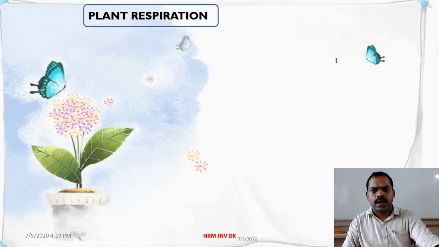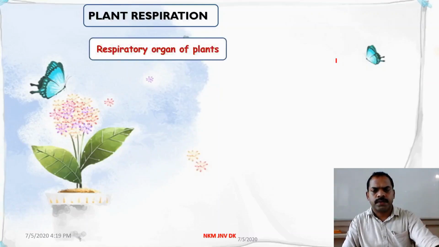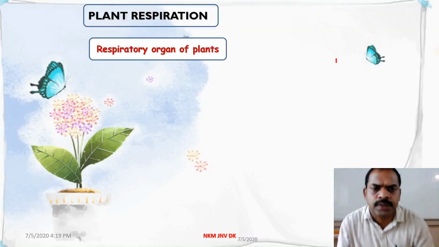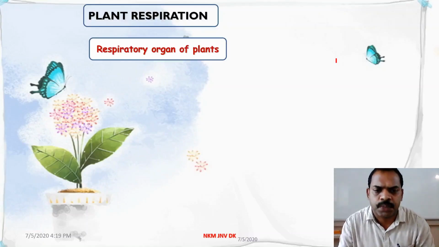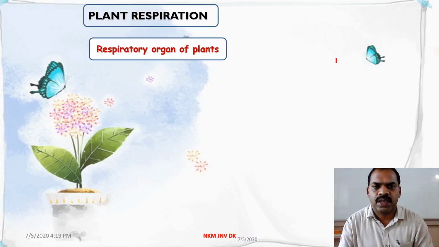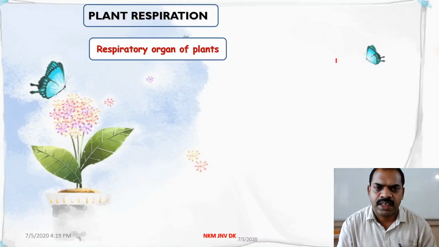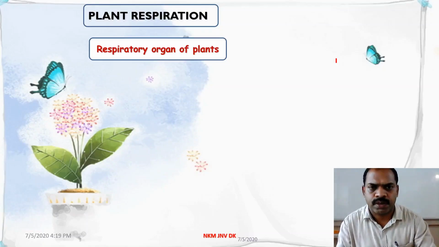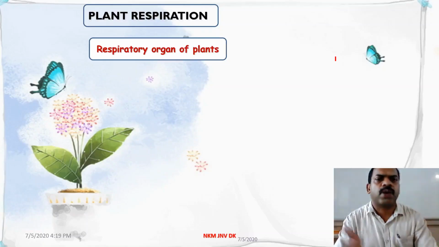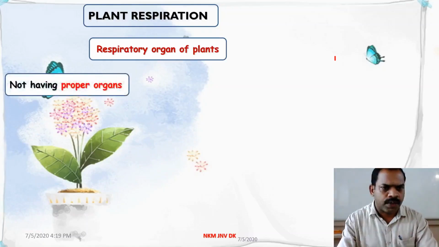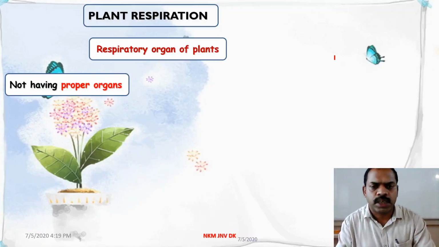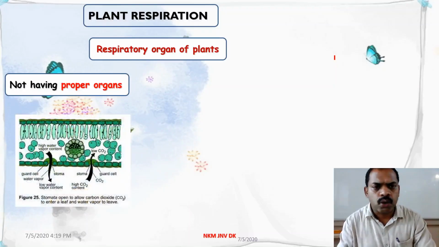Plant respiration. Do plants respire? Which gas do plants use for respiration? Every organism uses oxygen, not carbon dioxide. Then what is the respiratory organ, the breathing organ of plants? Okay, they can breathe through stomata, but they don't have a proper respiratory organ system like us. So not having proper organs basically for respiration, how do they manage this?